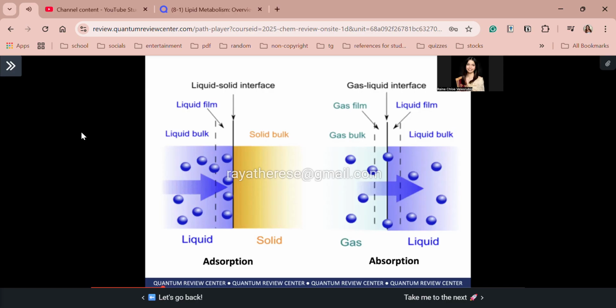Okay? Now, we have here on the right is the absorption. Absorption naman, this occurs usually in gas-liquid interfaces. The gas molecules in absorption will get dissolved and go inside the bulk of the liquid. Okay? So, it occurs throughout the entire volume of the liquid and not just the surface of the liquid. So, for example, guys, di ba nagbukas ka ng Coke? Yung CO2 niyan, yung carbon dioxide, it will escape from the liquid. Okay? Kasi na-absorb na, di ba, yung CO2 dun sa liquid mo. So, pag binuksan mo yan, lalabas na ang CO2. Okay? I hope that's clear, guys.